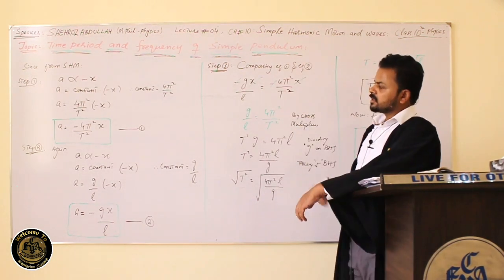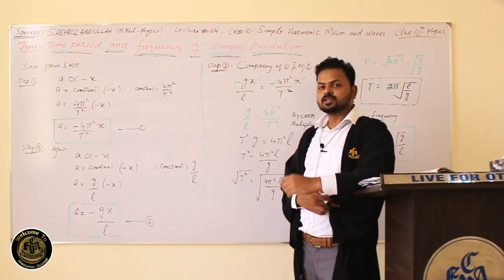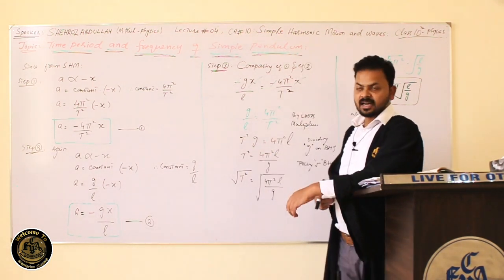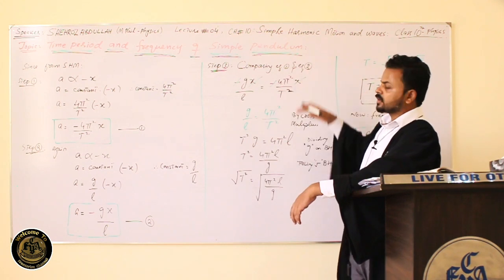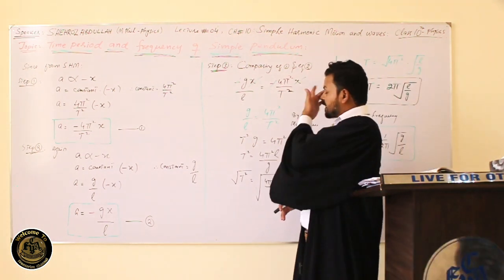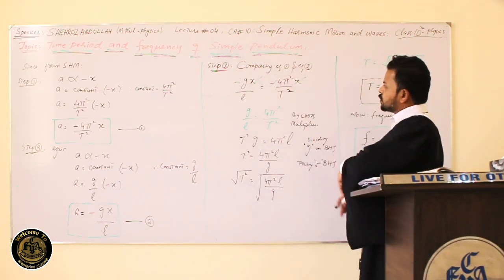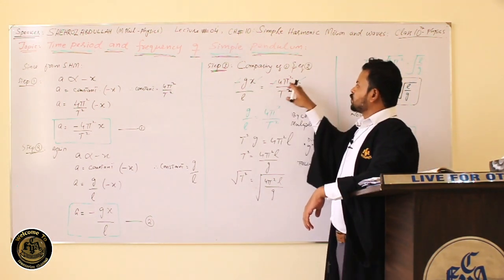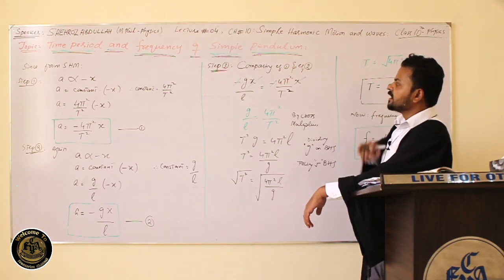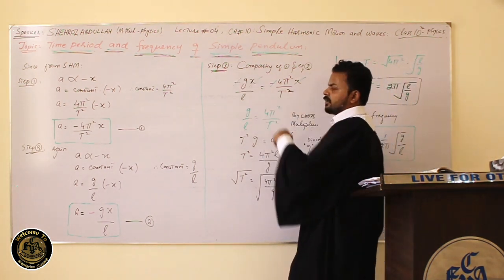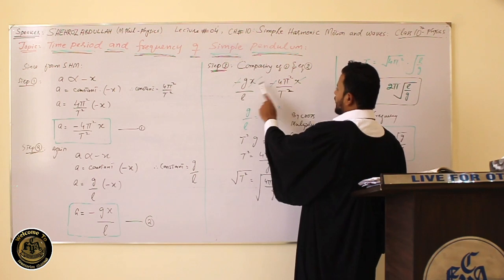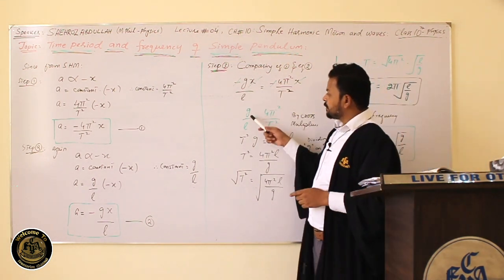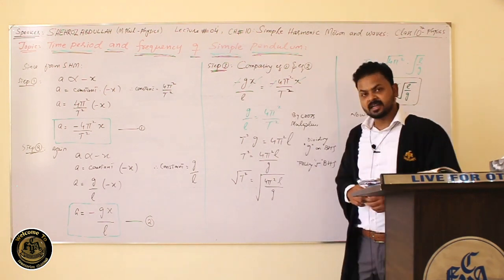Okay, since you can see that in equation 1 and 2 the left sides are equal, so definitely their right sides must be equal. So we are going to compare both the equations, as that in equation 1 and equation 2 we can write that minus gx divided by L is equal to minus 4 pi square x divided by t square. Minus from both sides will be cancelled out, okay, and x from both sides will be cancelled out, right? And we will get g by L is equal to 4 pi square divided by t square.